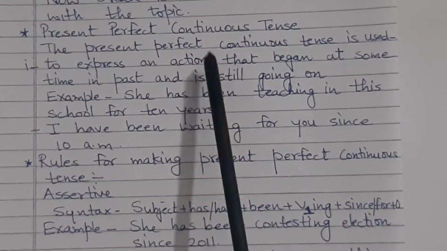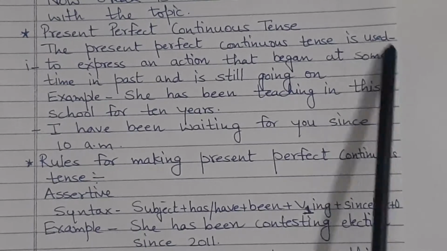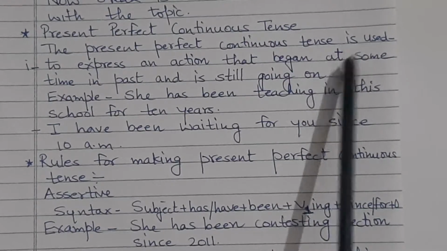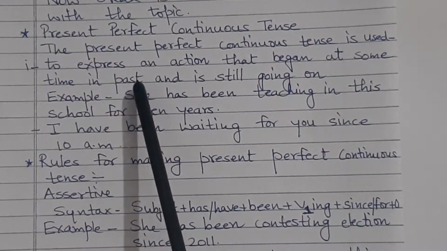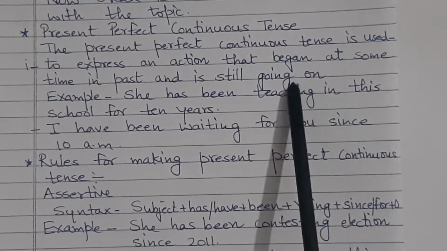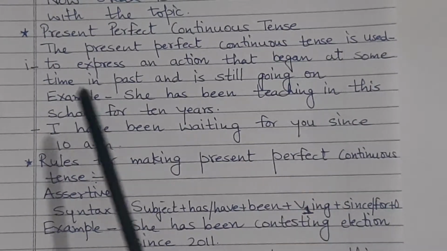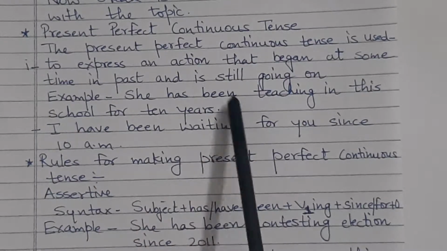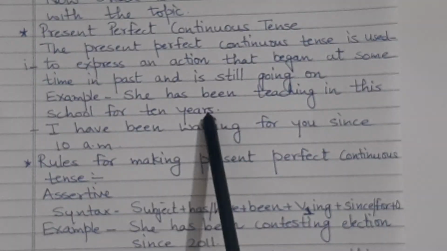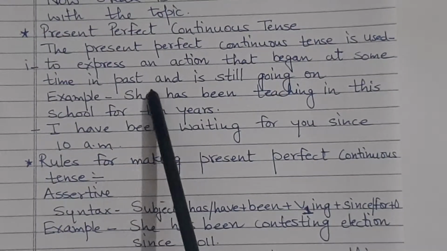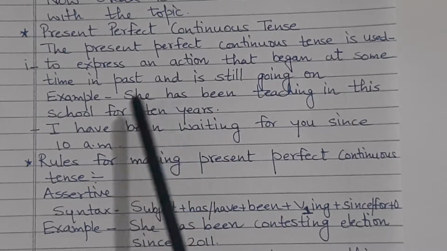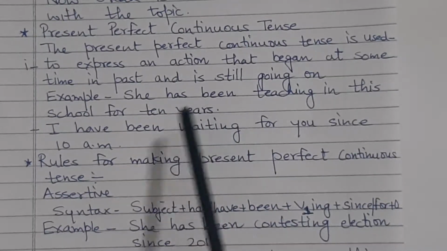The present perfect continuous tense is used to express an action that began at some time in the past and is still going on. For example, she has been teaching in this school for 10 years. So here you can see that she started teaching in the school, but still she is teaching.